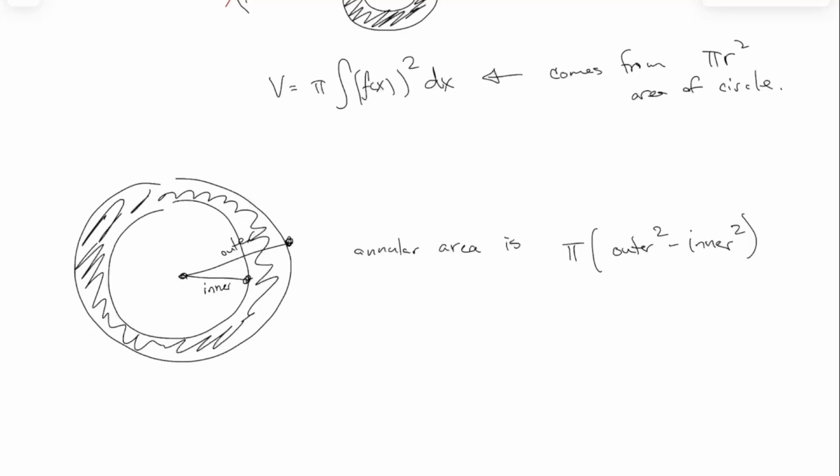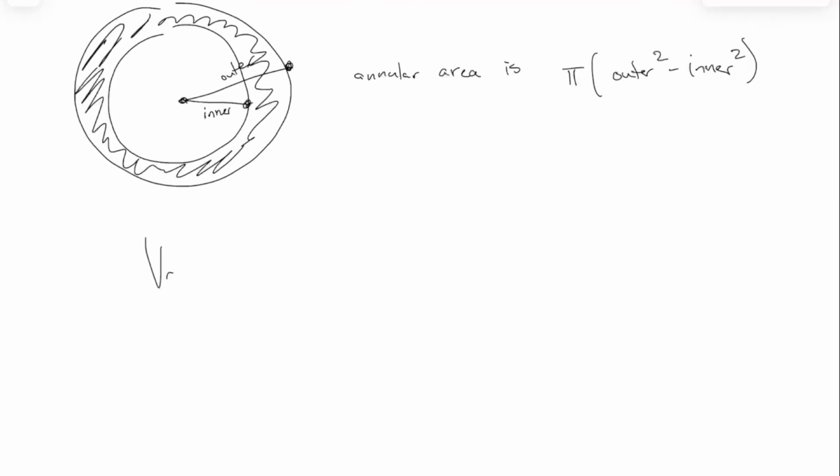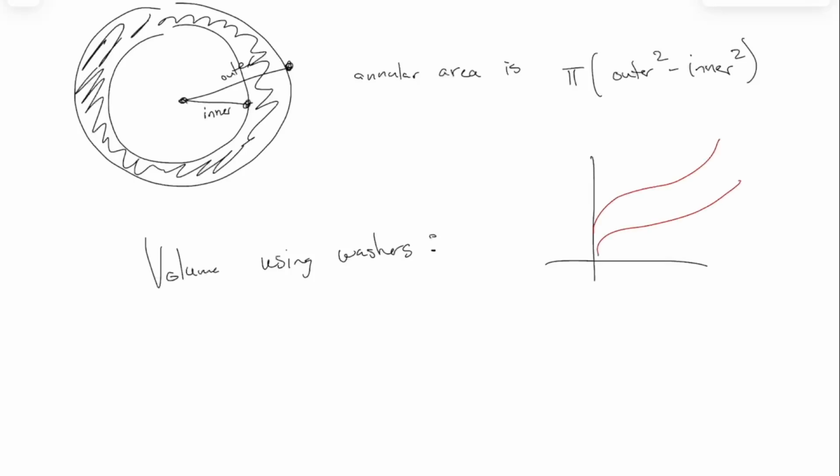And so our volume formula for the washer method, the volume using washers: if you have a function here and another function here, where I'll call this one f of x and this one g of x, and I'm talking about the area between these two things, and then you rotate this around, right?